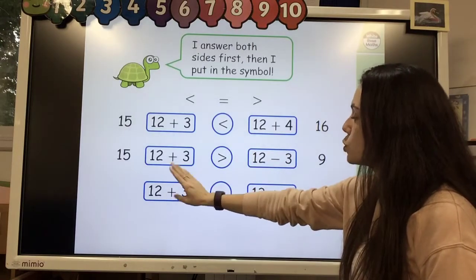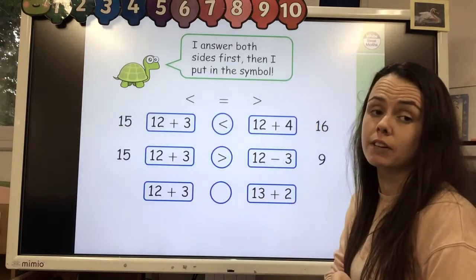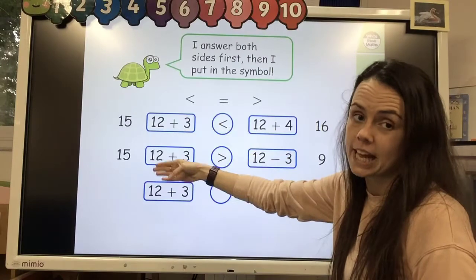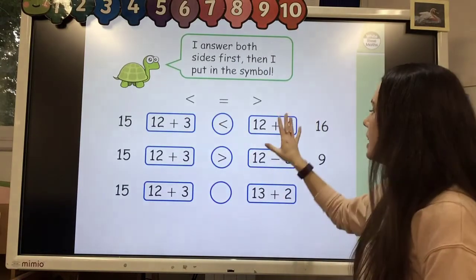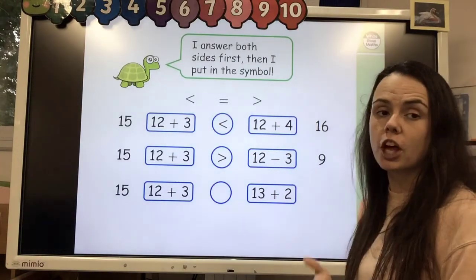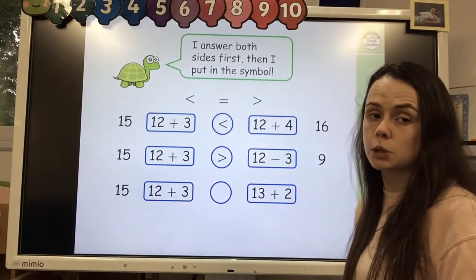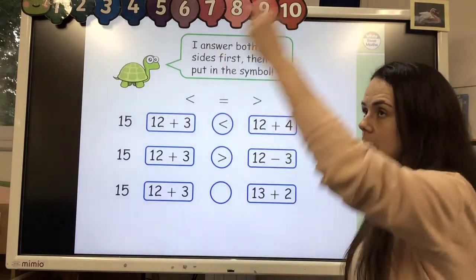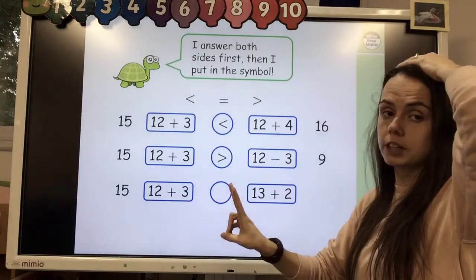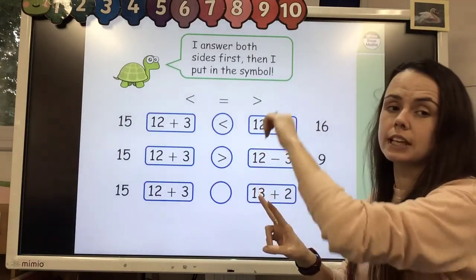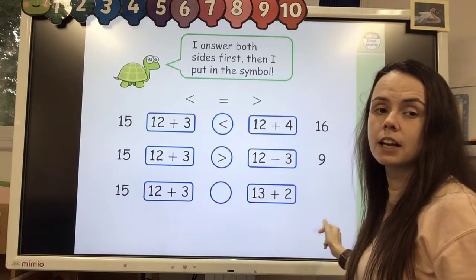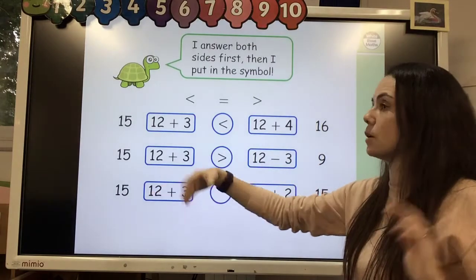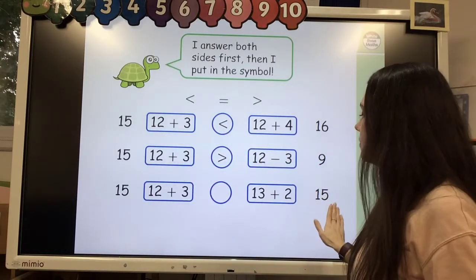Down here, 12 add 3 again. What's 12 add 3? 15. And this side we've got to work out 13 add 2. So we're going up again, we're missing add symbol, so it's getting bigger. Put 13 in our head, hold up 2 fingers, 13, 14, 15. Now, 15, is it bigger or smaller than 15?